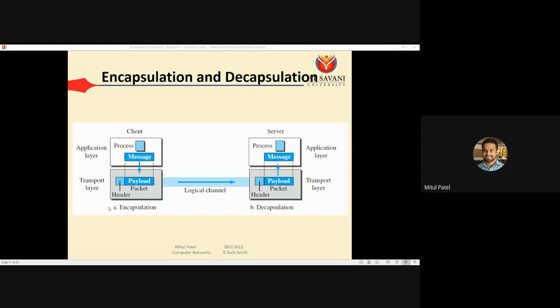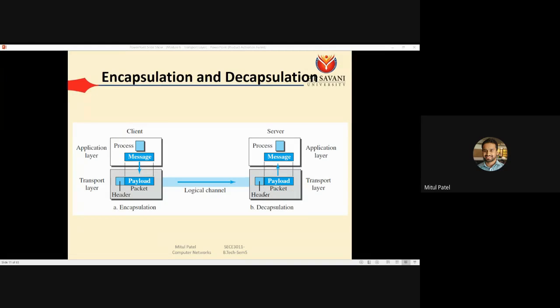Just as in IP there were many values in the header, in IP and ICMP, in the same way at the transport layer, whichever protocol it is, its header has a lot of information. One piece of information is the source process ID and destination process ID, or we can say source port number and destination port number. Using that, we are making one logical connection between the transport layer of the client and the transport layer of the server. On the receiving side, we have to remove the header.